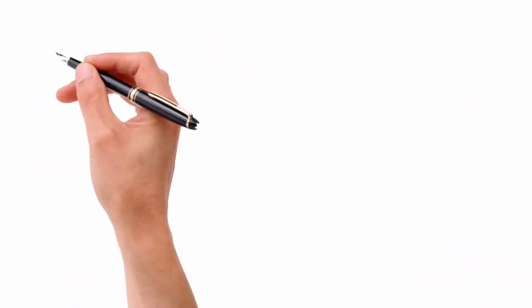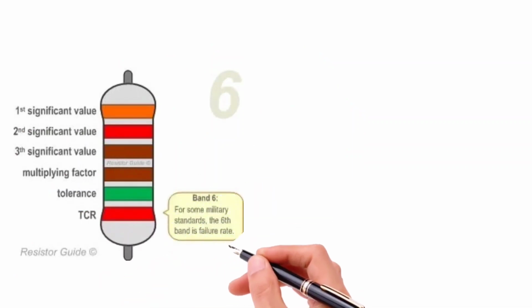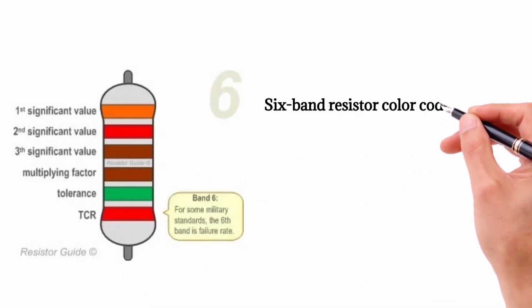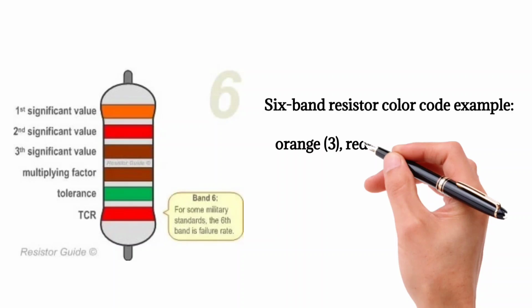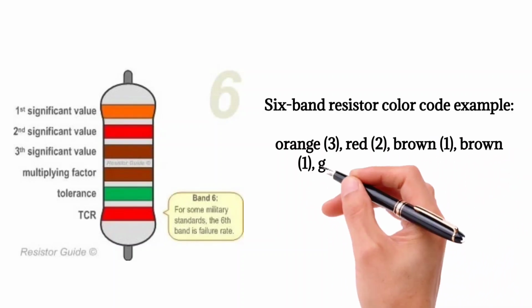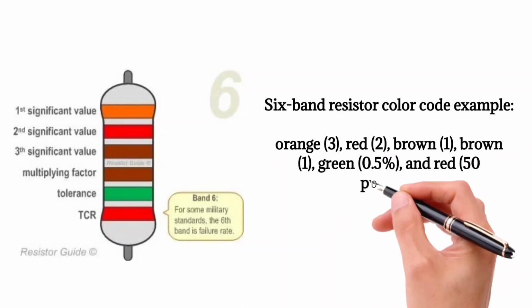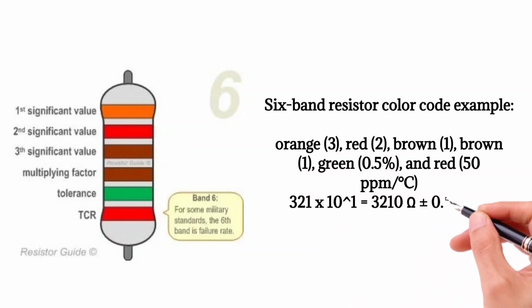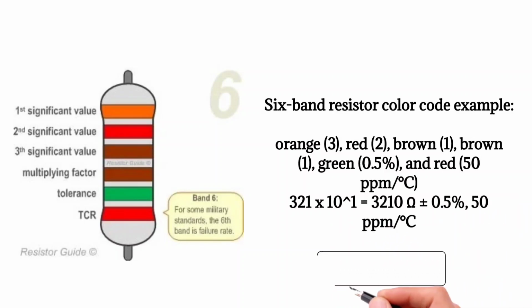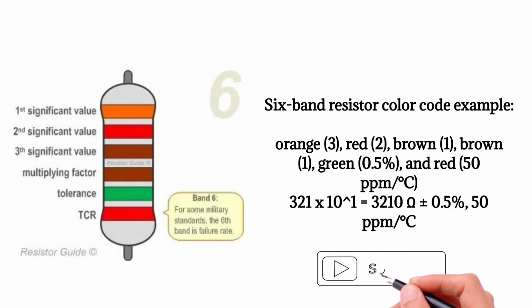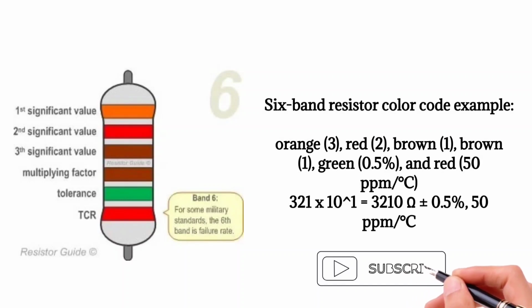From the diagram, here is a 6-band resistor color code example. Orange means 3, red means 2, brown means 1, brown means multiplier 10 to the power of 1, green means 0.5% tolerance, and red means 50 ppm per degree Celsius. That equals 321 multiplied by 10 to the power of 1, which equals 3210 ohms, plus or minus 0.5% tolerance and 50 ppm per degree C.